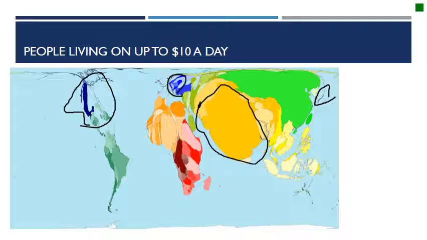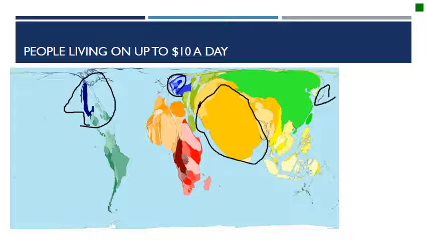Now this map is a representation of how many people in a region live on up to $10 a day. Okay, so if you notice, the bigger the proportion of the country, the more people in that region live on up to $10 a day. So if you notice, here's the United States, and I want you to compare it to places in the Eastern Hemisphere. Here is India.